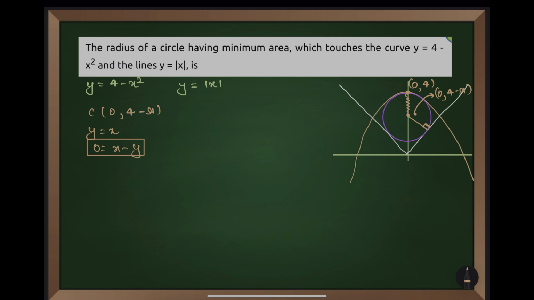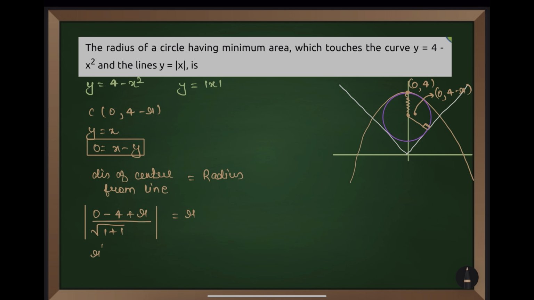Now what I'll do, I'll try to connect the distance of the center. The distance of the center from the line will be equal to the radius. Correct or wrong? Correct? So go with it. So it is the point substituted, minus 4 plus r, upon root over a square plus b square. So according to us, the distance is this and the radius is r. Now what I'll do, I'll go with squaring both sides. So it is a minus b whole square. So a square plus b square minus 8r is equal to 2r square.